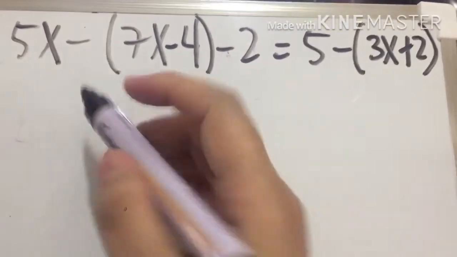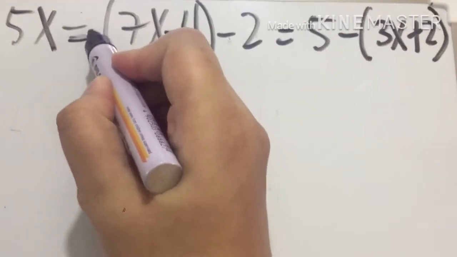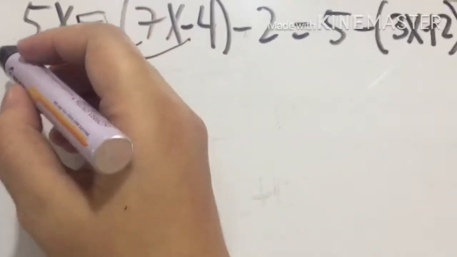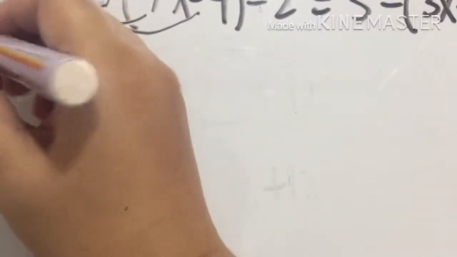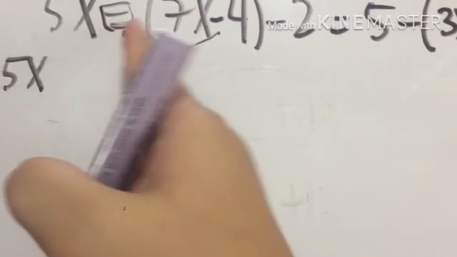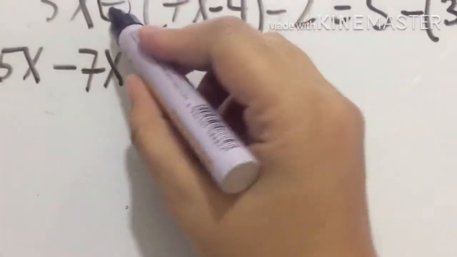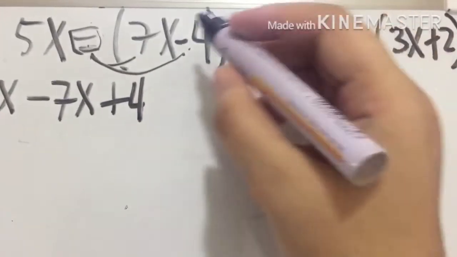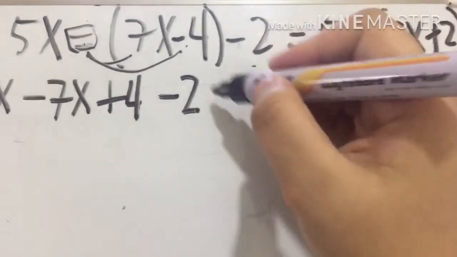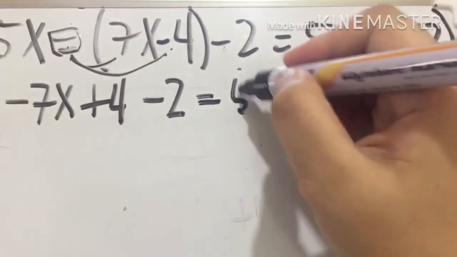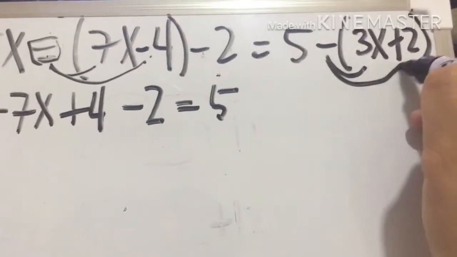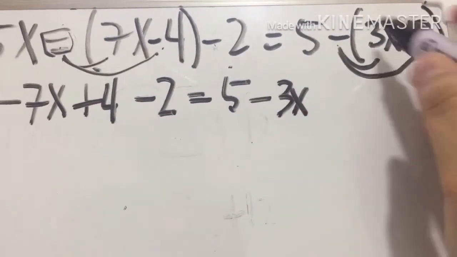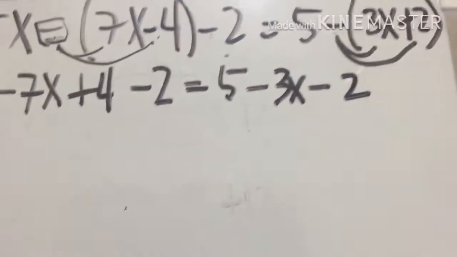So what we're gonna do is we will apply it there. Before we apply that, this negative here, we have to distribute it to the parentheses. So this becomes, let me just rewrite it, 5x, and then minus 7x, and then negative times negative is plus 4, then rewrite this one, minus 2, alright, and then equal sign, then 5, do the same thing, you distribute this negative, so this becomes negative 3x, then positive times negative, still negative 2.